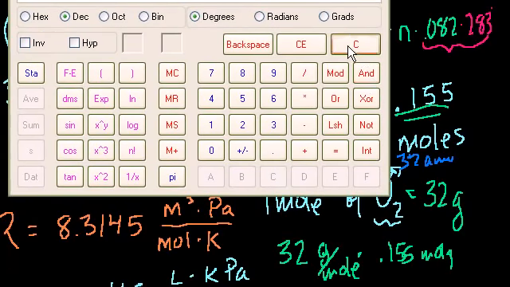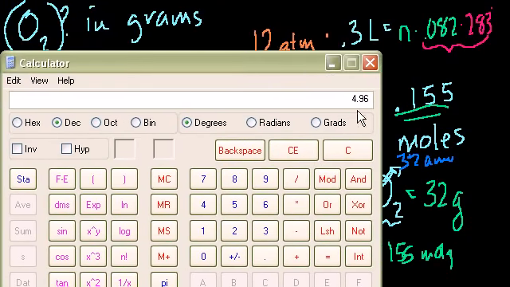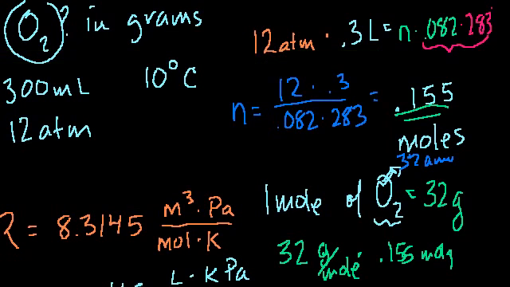So let's do that. We have 32 times 0.155, which is equal to 4.96 grams, or roughly 5 grams. So we have approximately 5 grams of molecular oxygen.